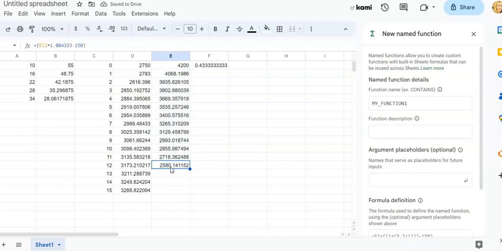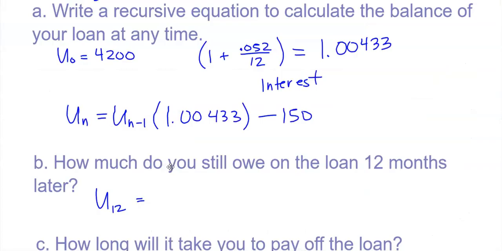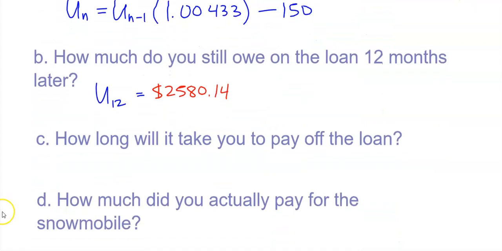So after 12 months, we owe $2,580.14. Okay, so we're not quite halfway done paying, but we've got it down quite a bit. The question now is how long will it take to pay off the loan? So we want to see at what month are we down to zero? Where do we owe $0?